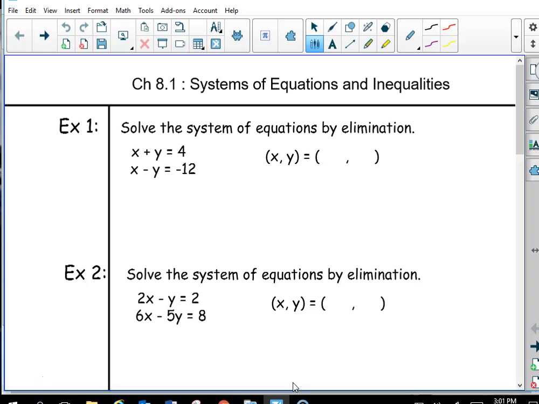it'll work with anything. So when I look at my two equations, they're stacked on top of each other, and noticing that the positive y and the negative y will cancel, I'm just going to add each column. So for the x's, I get a 2x, the y's go away, and that's equal to 4 minus 12, which is negative 8. Let's finish solving for x. And now I'm just going to take that x, substitute it into one of the equations.